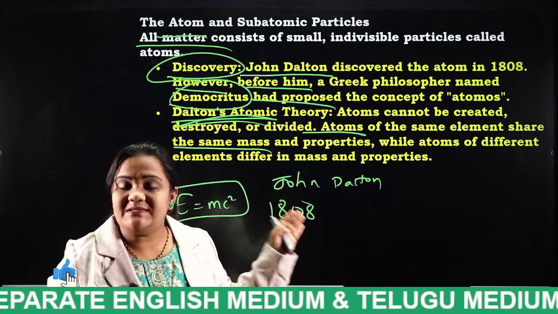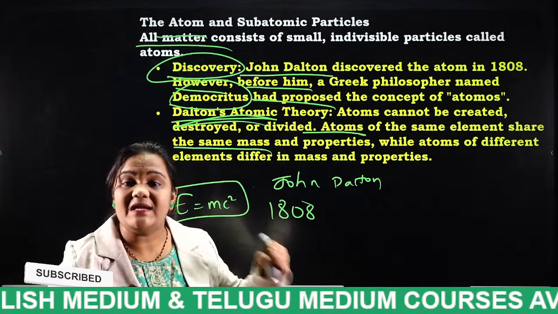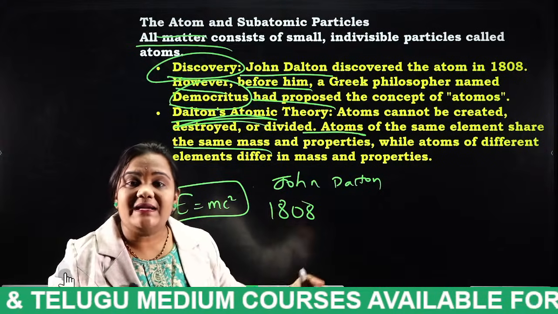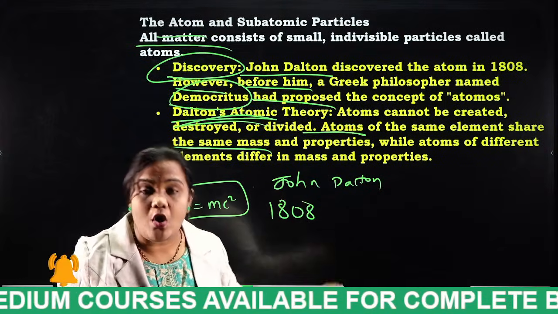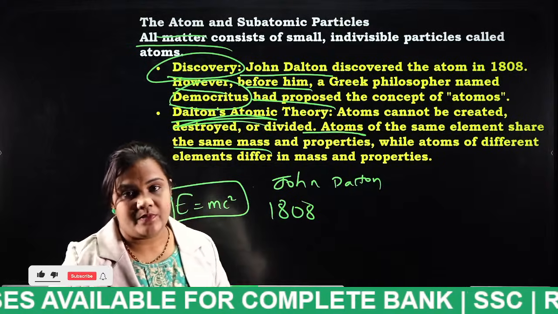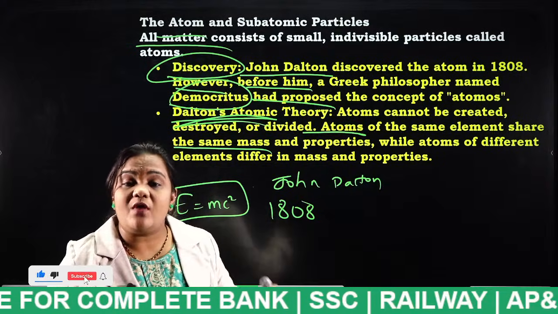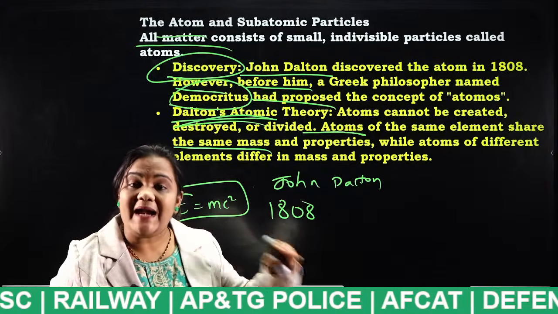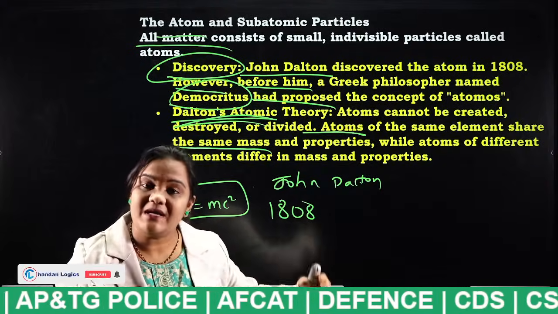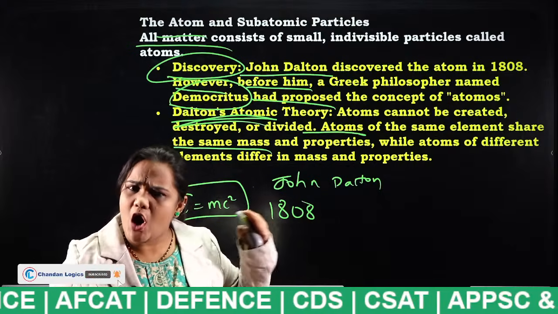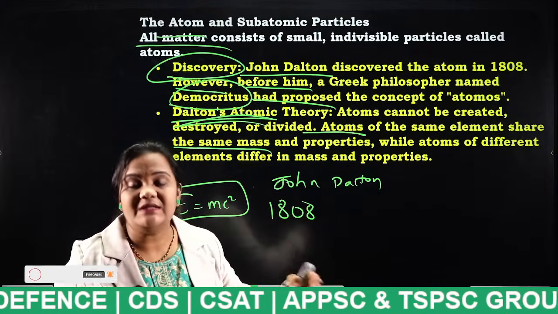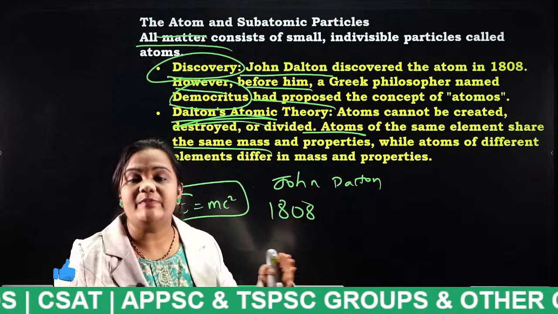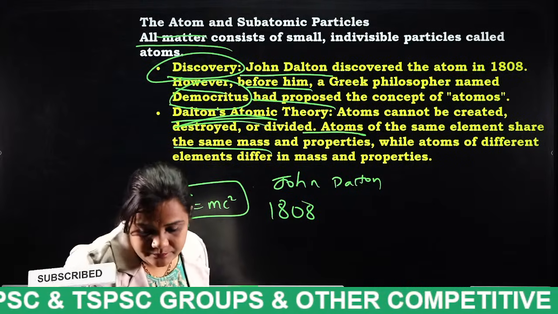So what is Dalton's theory, students? It explains that atoms cannot be created, destroyed or divided, and atoms of the same element have the same mass and same properties, but atoms of different elements have different mass and different properties. We know this very well because we learnt it in previous classes from the chemistry point of view.